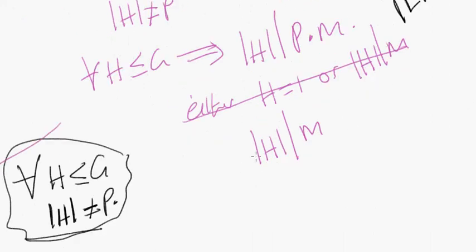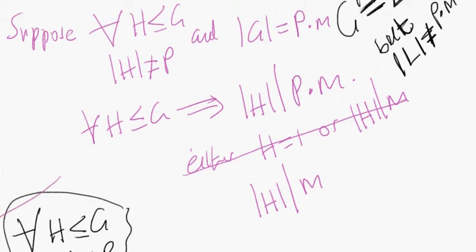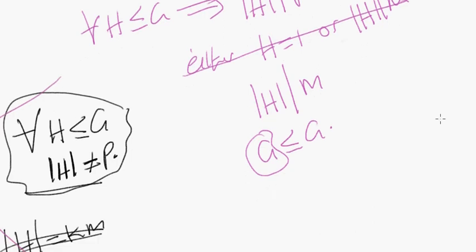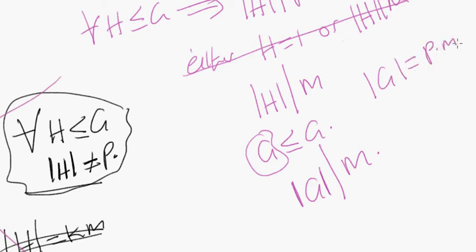Well, if the order of H divides M for all subgroups H of G, what are we saying here? Isn't the group a subgroup of itself? Is the group a group? Yes. Is it a subset of itself? Yes. So the group is a subgroup of itself. If the orders of all subgroups must divide M, then the order of the group G must divide M. But didn't we say that the order of the group was equal to P times M, right?